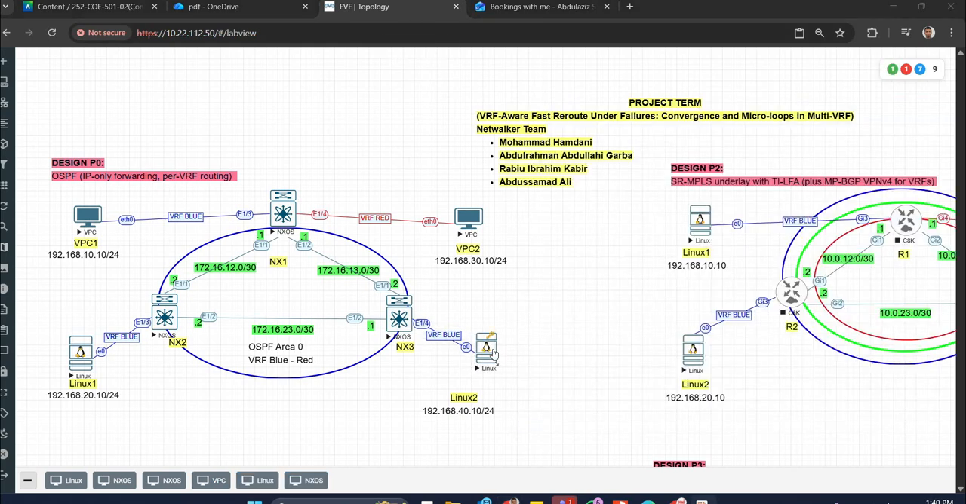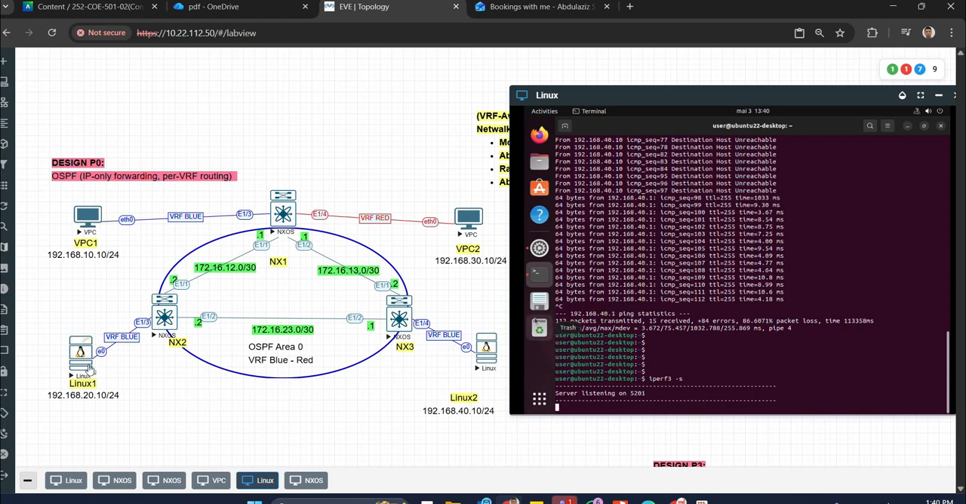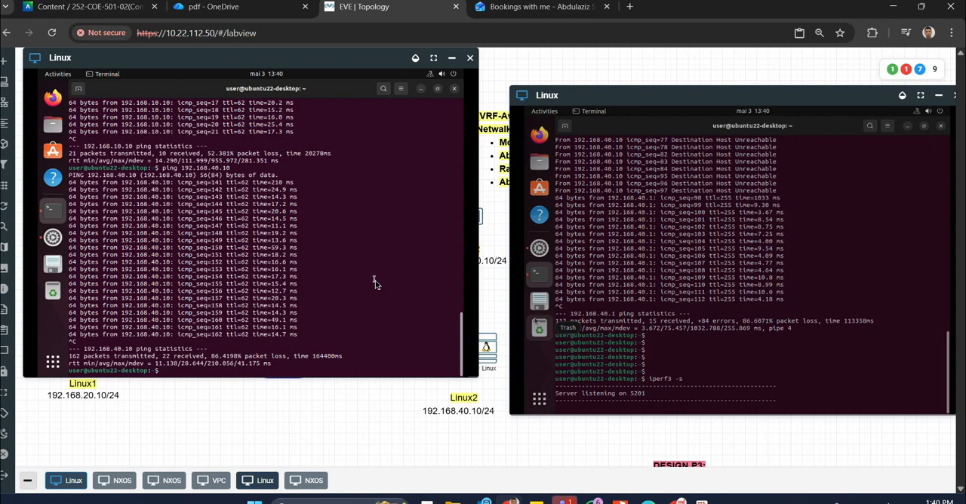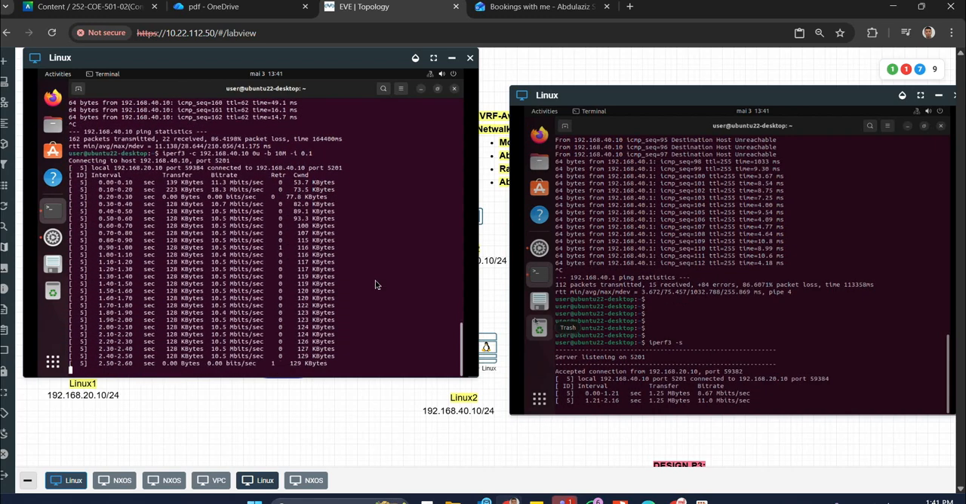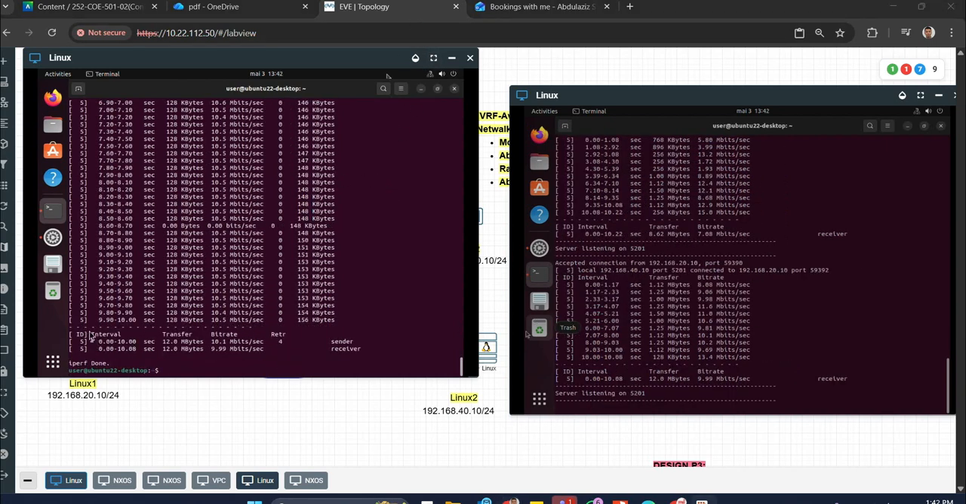Okay, in order to measure using iPerf, we have to start the iPerf service. iperf3 -s on the server side, and from the client side, we run iperf3 -c 192.168.40.10. This is the target, using UDP, and the bandwidth is 10 megabits. The interval is 0.1. Okay, let's see the result.